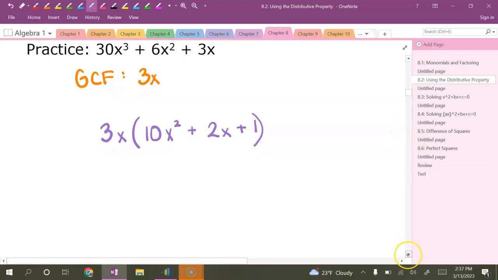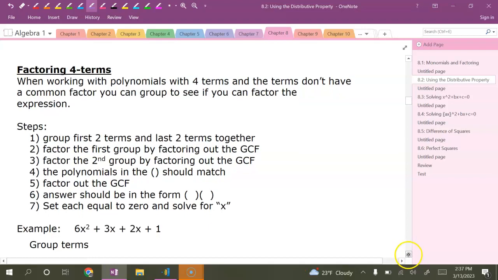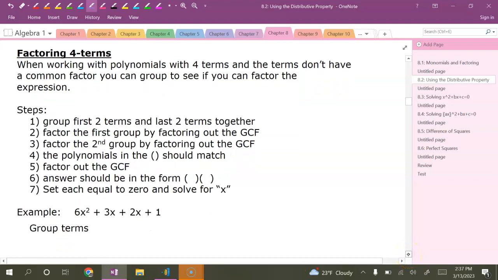All right, so now that we've talked about GCF and looking for it and finding it, now we're going to start factoring with something that has 4 terms to it. When you're working with polynomials that have 4 terms, and those terms don't all have a common GCF, what we can do is try to group our expression to see if there's anything that we could maybe take out of the groupings. So to do this, you're going to want to cut your polynomial in half. You're going to group the first 2 terms together and group the last 2 terms together. Then you're going to look at each of those groupings individually, and you're going to pull out their GCFs. Once you've pulled out those GCFs, what's left inside of the parentheses should match. That's a way for you to know that you're doing this right.